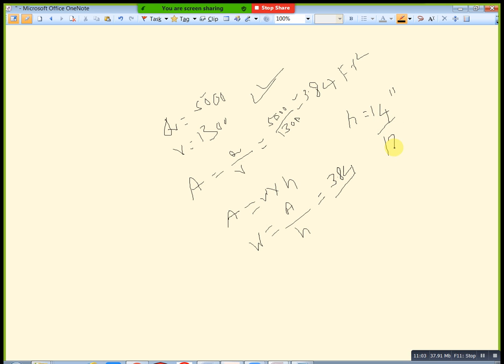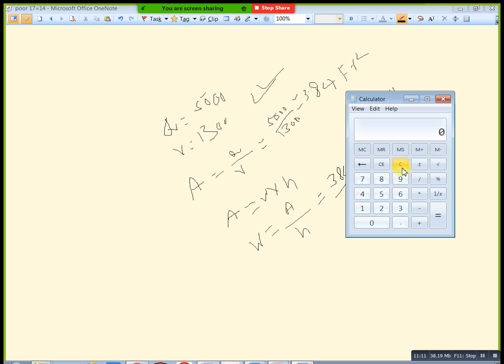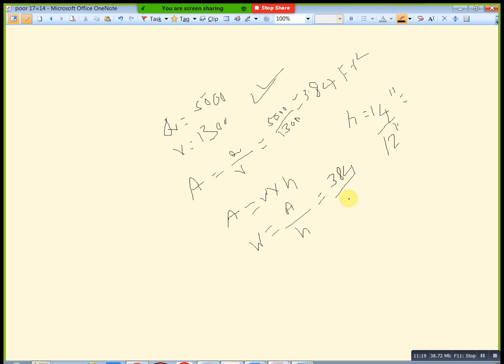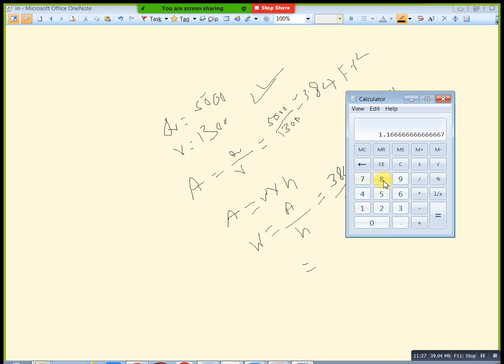Then you will get your feet value, 1 point. Again, if you have any doubt, go to this one and see what is the value. 14 divided by 12 is 1.17 feet. Then finally you will get your result. First you can mention 3.84 divided by 1.17.